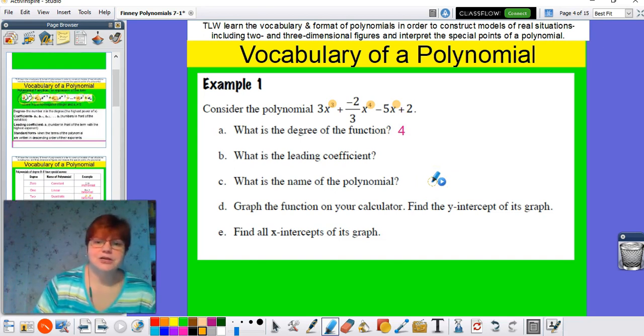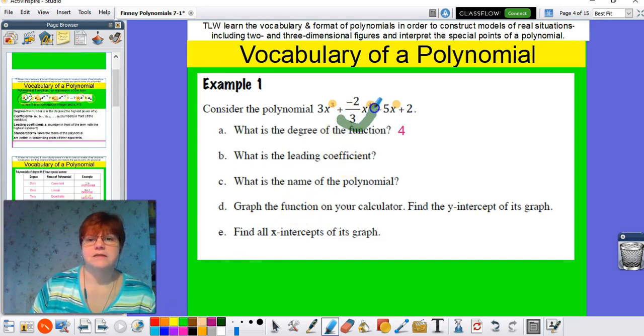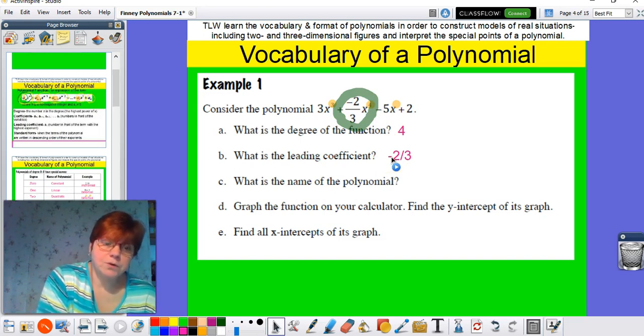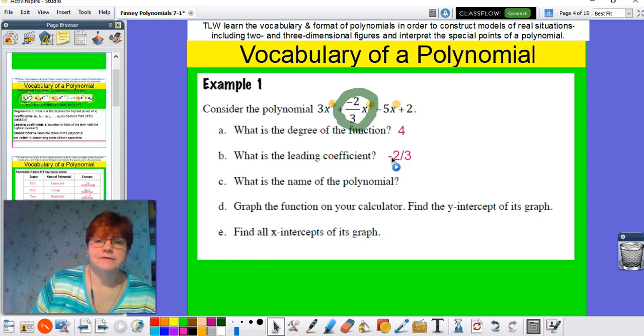Okay, what's the leading coefficient? Now remember we said the leading coefficient is the coefficient in front of the highest degreed term. So in this case, our highest degreed term is x to the 4th. So the coefficient would be negative 2/3. Now, since it is degree 4, what would our degree name be? Right, our degree name would be quartic. And how many terms does it have? Well, it has 4 terms, so this would be a quartic polynomial.